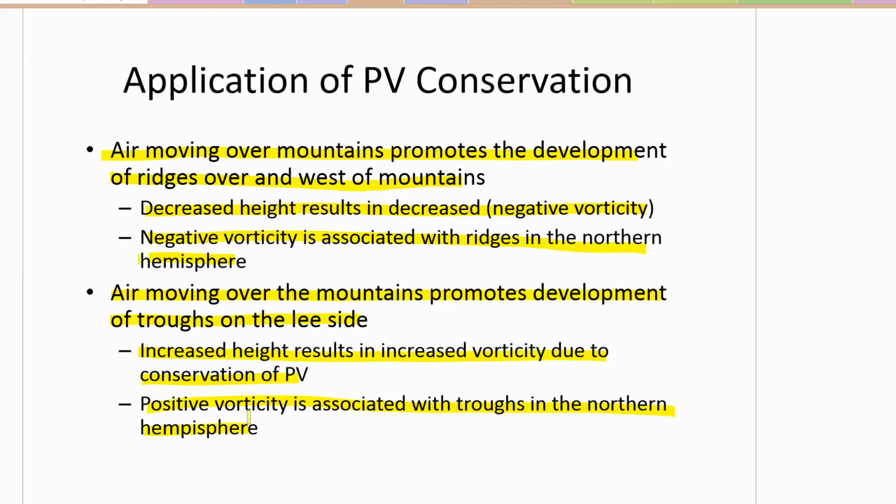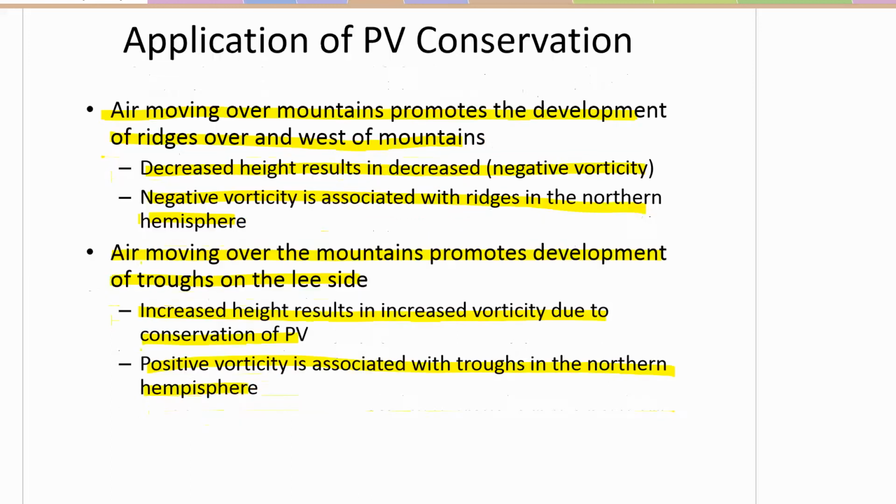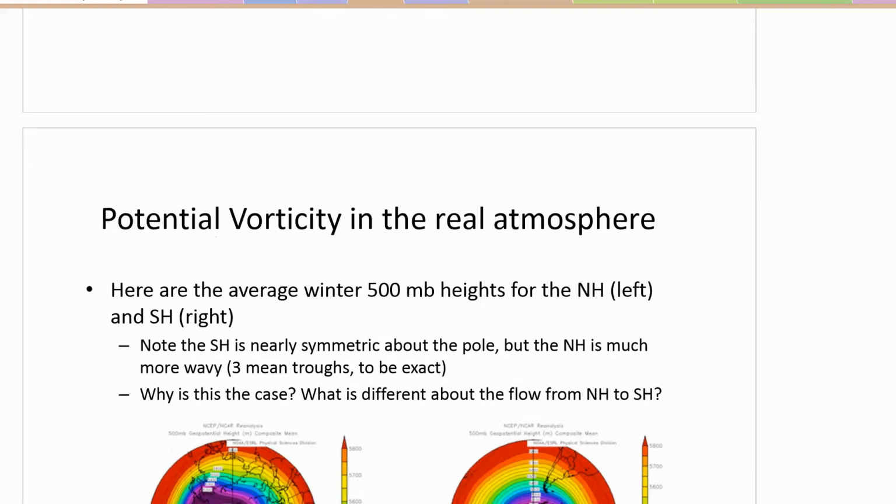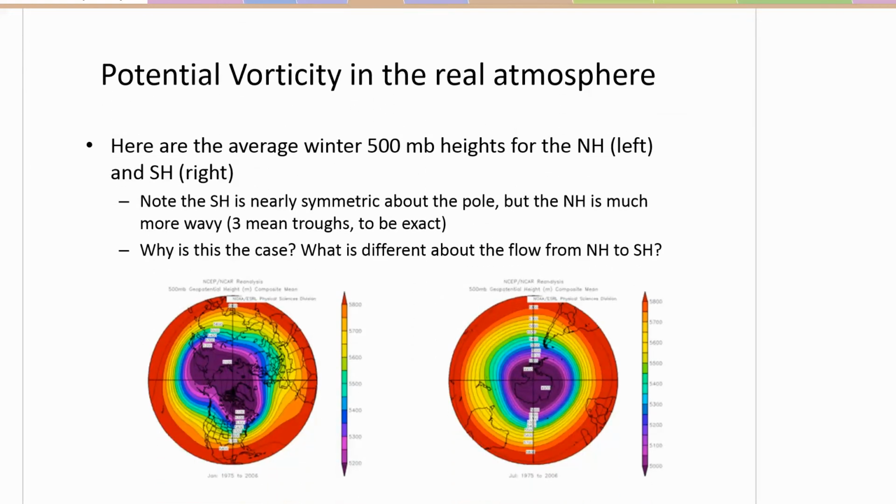So we will see that pictorially in just a moment, but we're also going to now take a quick look at potential vorticity in the real atmosphere. We don't have much in the southern hemisphere in the way of mountain ranges. We do have mountain ranges here on the west coast of South America, but the land masses are very small in the southern hemisphere. Now look at the northern hemisphere.